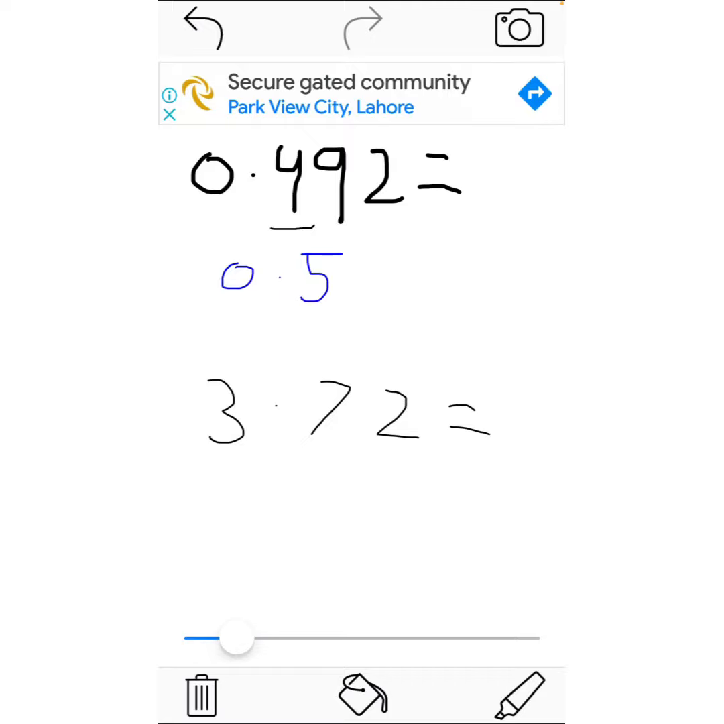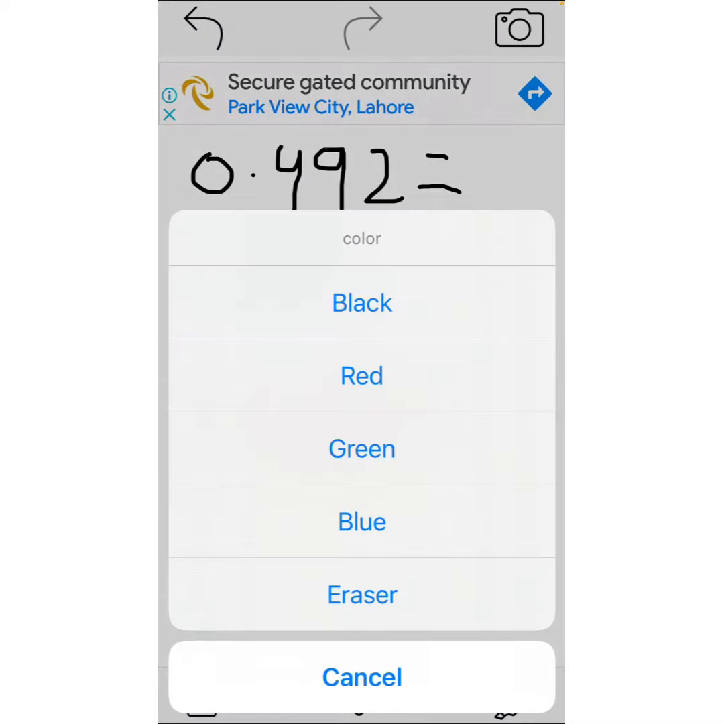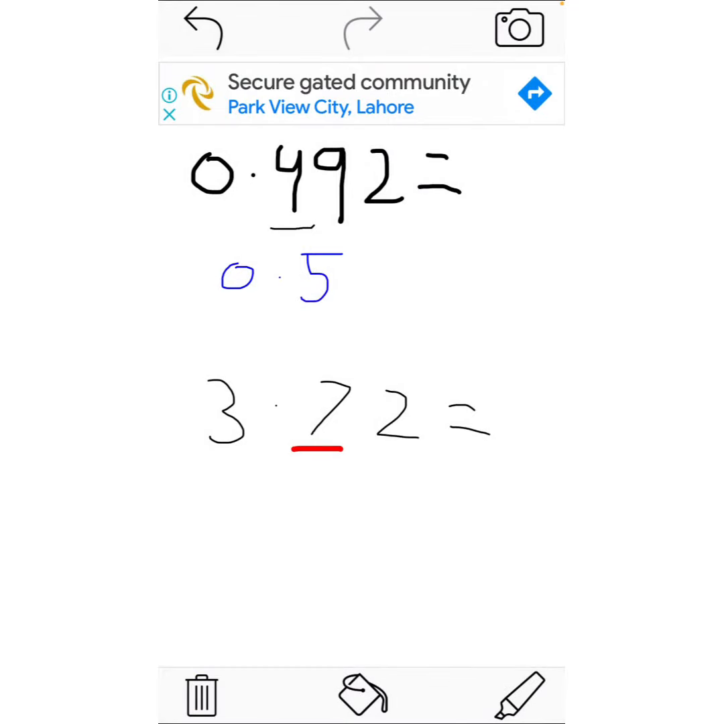So we got the 3.72 example. Okay, so we're gonna underline the tenth digit again. Okay, now we're gonna look at the next number. If it is 5 or more, we add one more, but if it is 4 or less, we make it rest. So 2 is less than 5, sorry. So we're not gonna do anything.